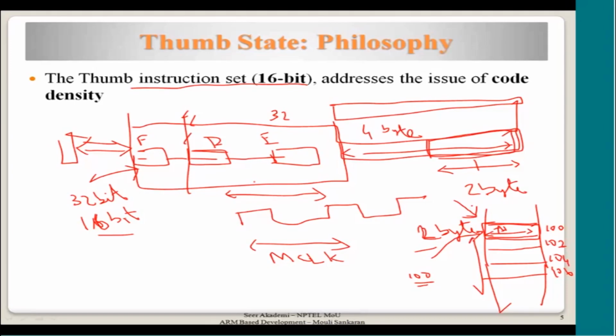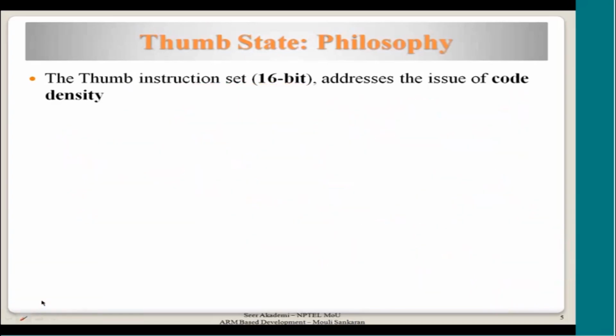So every instruction will be a 16-bit wide instruction which is filled into the memory, and then the ARM processor starts fetching 2 bytes at a time from there. So that's what I call a 16-bit instruction, and it addresses the issue of code density. So what is the reason for this thumb mode?